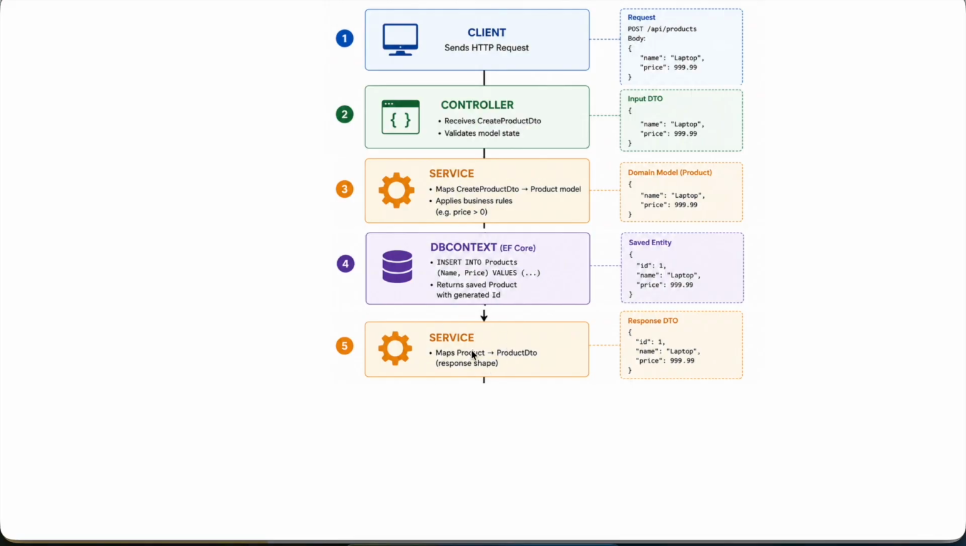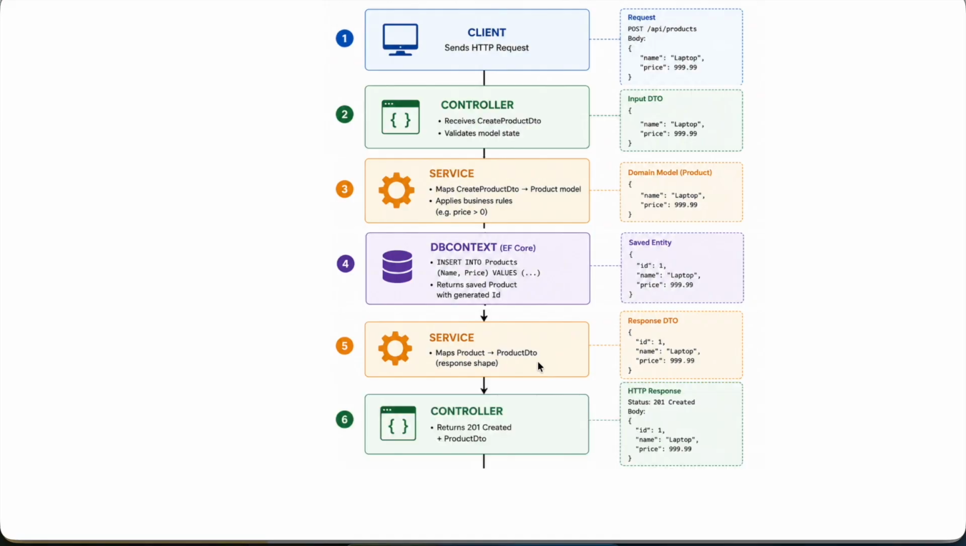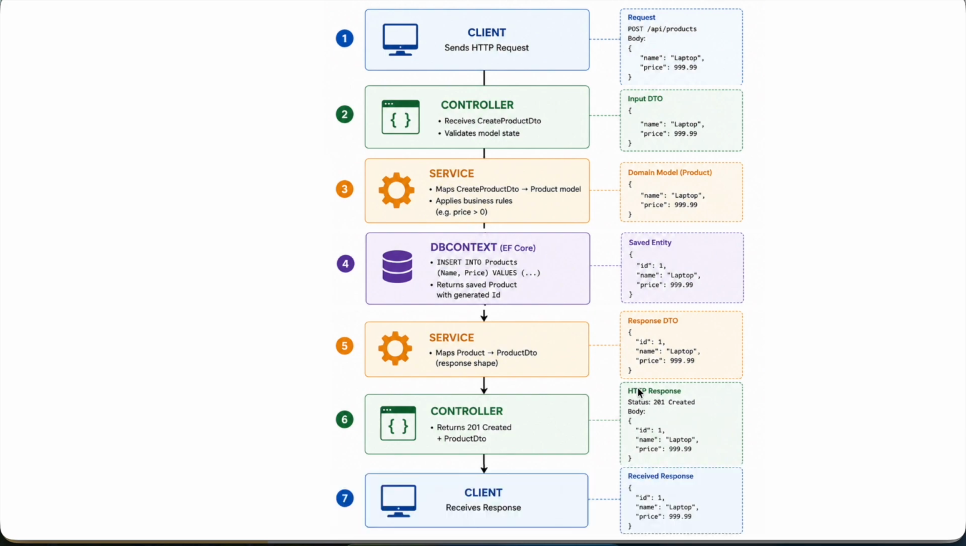Now the service again maps the response with the product DTO, like how we have written the response DTO, and then it goes back to the controller, where it generates a response with the status code. If it is a success, obviously it is 201 or 200. If it is not, then obviously it will give you some 400 or 500 response. And after that, it sends to the client. Client means Postman or browser or anything from where the user sends the request.